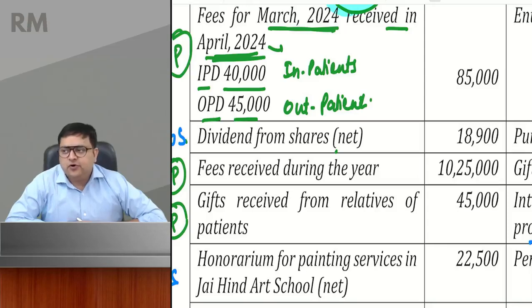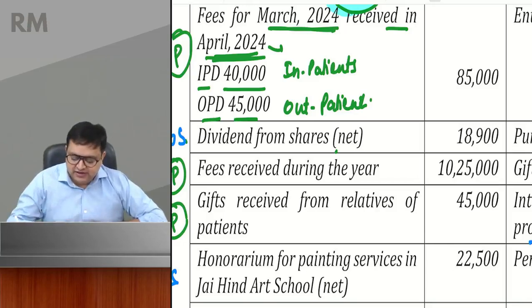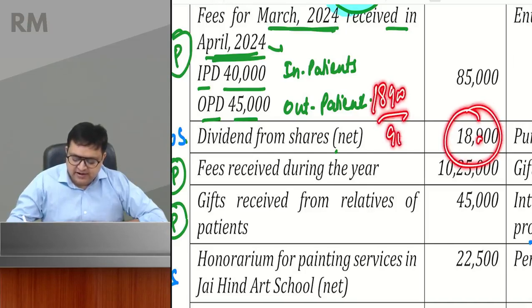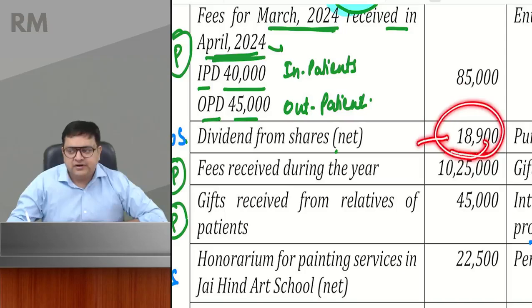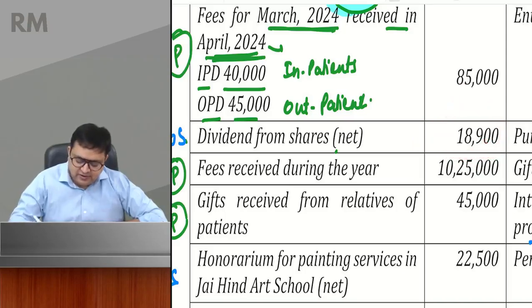Very good. So you all know that on dividend, the rate of TDS is 10%. So this is actually 90% of the amount. So 18,900 divided by 90 into 100, you will get 21,000. So 21,000 is actually your dividend income. It means that 2,100, 10%, is the TDS.